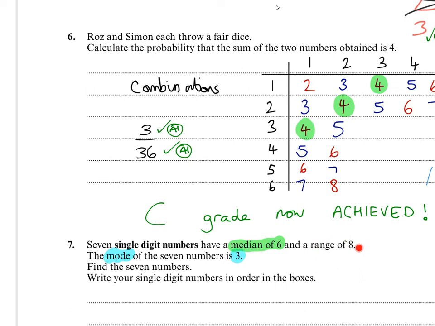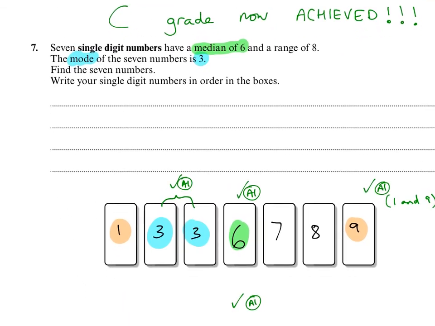That was maybe not quite so easy. But the mode being 3, that makes that one very easy as well. What does mode mean? Most common. So there's got to be at least 2 3s. The most of them has got to be 3s. Now, I put in the 6 and got that mark straight away. And put in the 2 3s. So as soon as you put 2 or 3 3s, you're going to get another mark.